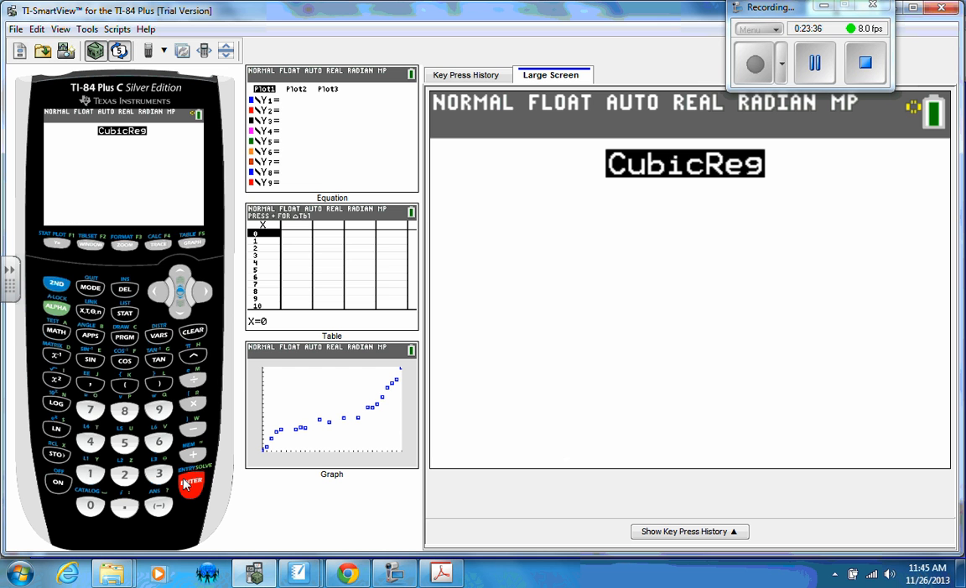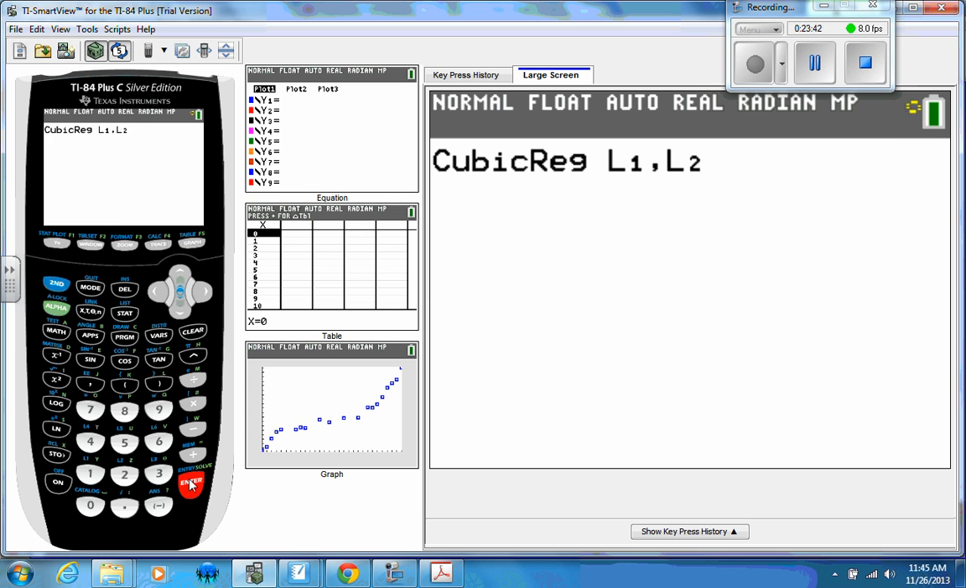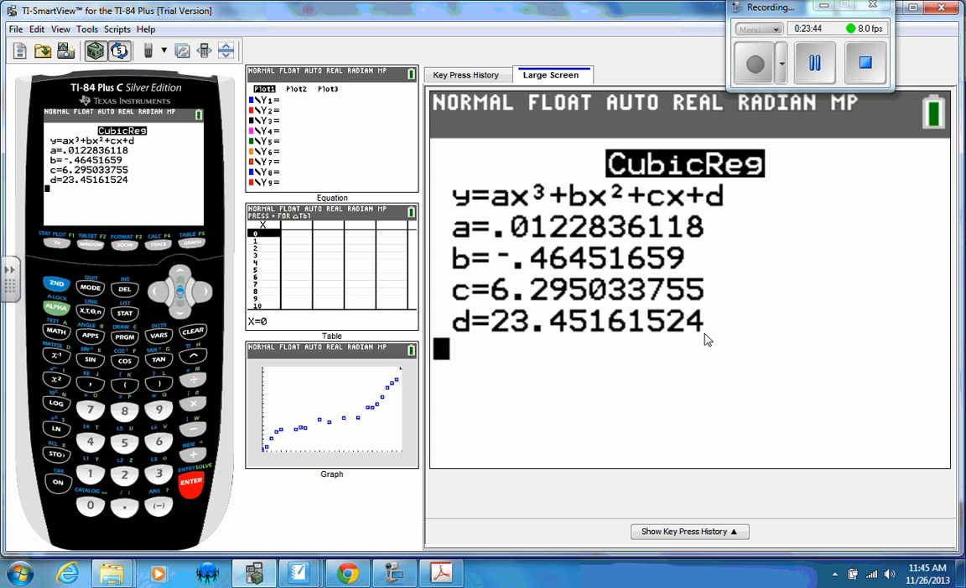Hit enter, go to calculate, or hit enter again if you're on the TI-83. And the calculator's thinking, and it tells me my equation. So my equation for my cubic regression is y equals 0.0123 x cubed minus 0.465 x squared plus 6.295 x plus 23.45.